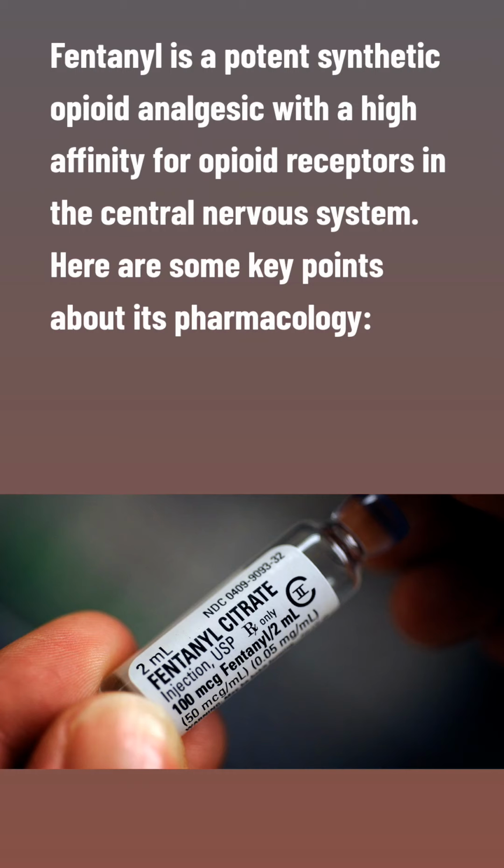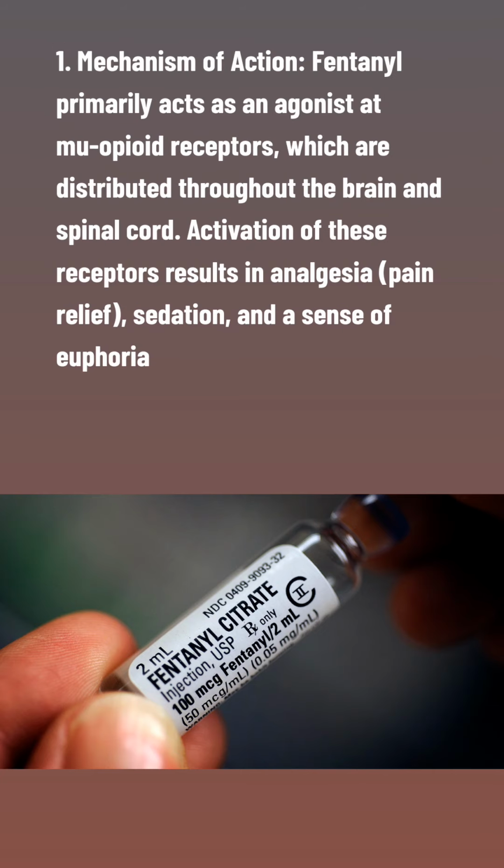Fentanyl is a potent synthetic opioid analgesic with a high affinity for opioid receptors in the central nervous system. Here are some key points about its pharmacology. 1. Mechanism of action. Fentanyl primarily acts as an agonist at opioid receptors, which are distributed throughout the brain and spinal cord. Activation of these receptors results in analgesia, pain relief, sedation, and a sense of euphoria.